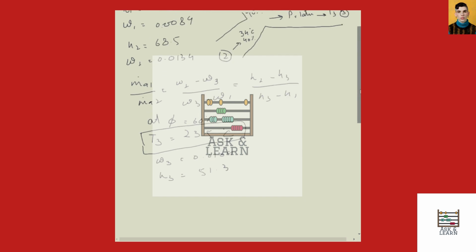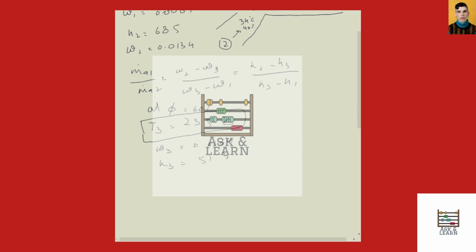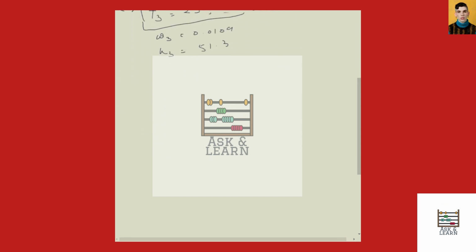As this was the part B option, now coming towards part A. Therefore, the mixture will leave at 23.5 degrees centigrade as we calculated here.